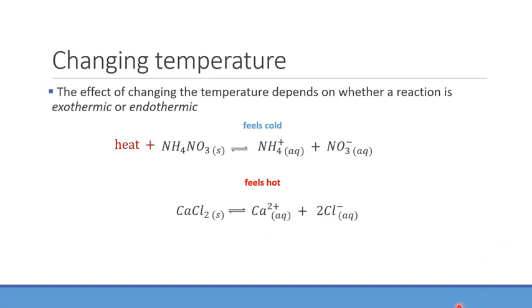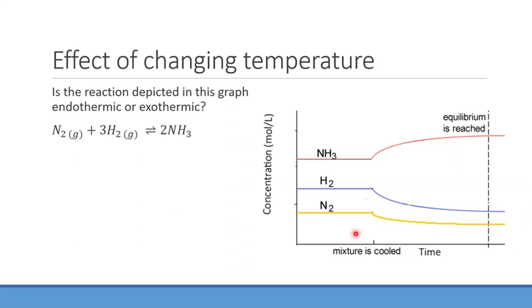and it feels hot. So for an endothermic reaction, we can imagine heat as a reactant, and for an exothermic reaction, we can imagine heat as a product. And so when you're trying to determine the direction of shift for an exothermic or endothermic reaction, you want to look at where heat is. Now, if you know, for example, how the reaction responds to a change in temperature, then you can determine whether or not a reaction is exothermic or endothermic. Let's look at this example here. So we've got nitrogen gas and hydrogen gas forming ammonia.